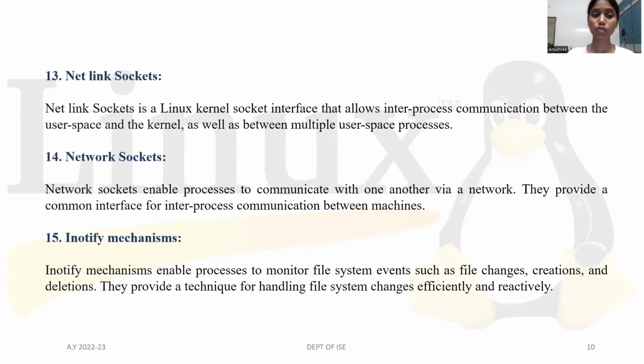Netlink sockets. Netlink sockets is a Linux kernel socket interface that allows interprocess communication between the user space and the kernel as well as between multiple user space processes. Network sockets. Network sockets enable processes to communicate with one another via a network. They provide a common interface for interprocess communication between machines.